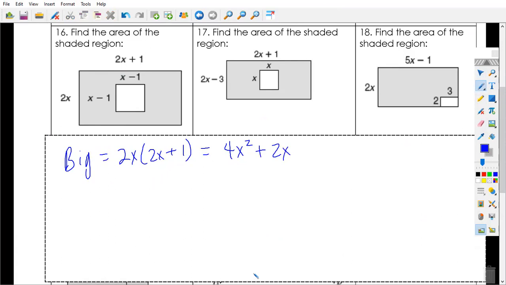Easy enough? All right, then we're going to do the small. The small here equals x minus 1 times x minus 1. What situation takes place? FOIL, right? I would have to FOIL. That's going to give me x squared minus 2x plus 1.